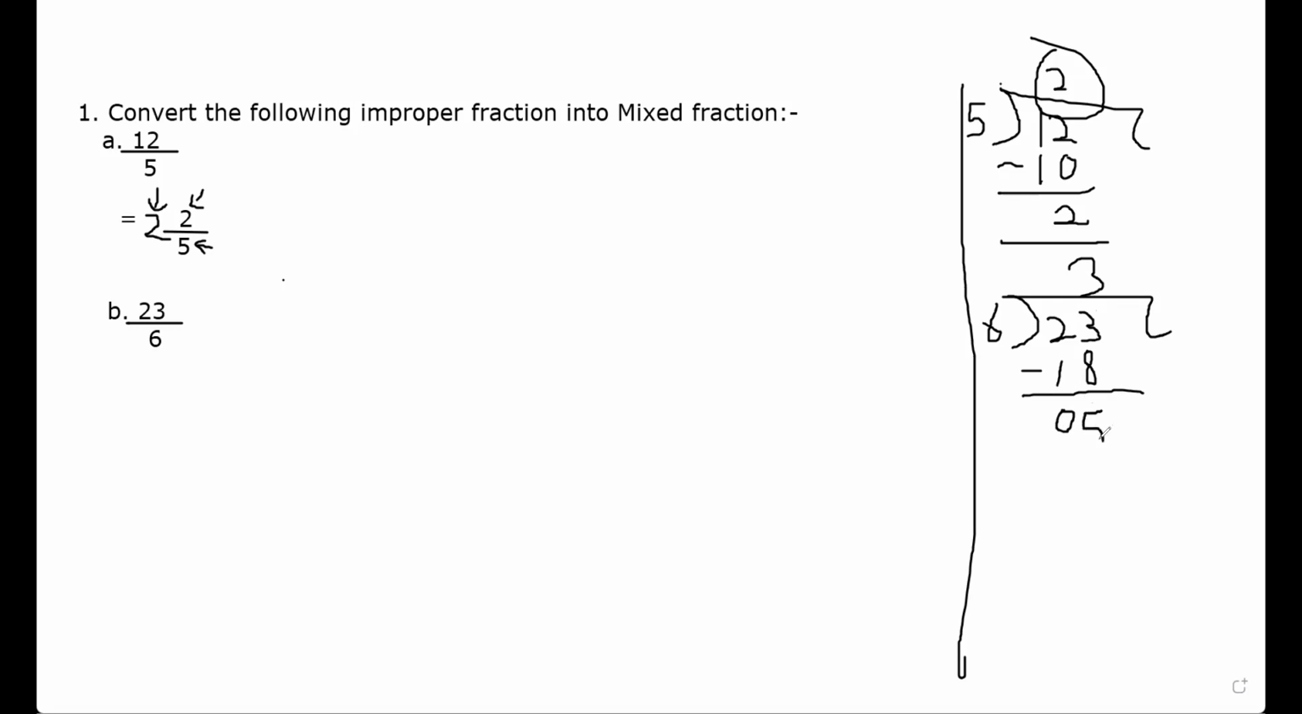This is a remainder. So I said remainder is always written at the numerator. So what we have to write? We can write it as 5. This is the remainder. And I said we don't need to change the denominator. So we will write 6 as it is. Okay. Now we put this fraction sign.